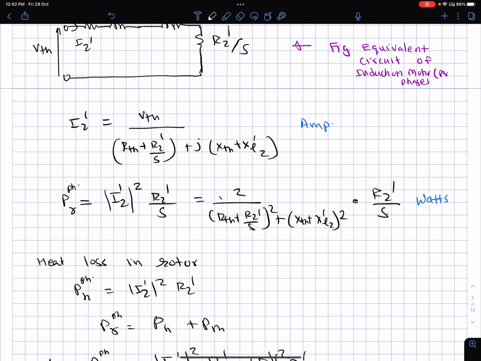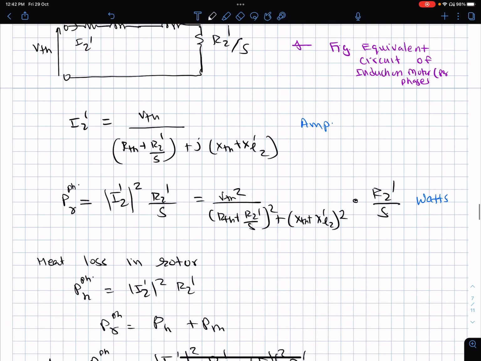this should be V Thevenin square. So mod of, if one wants to be very safe, one should write like this. So the power loss is going to be the square of this voltage divided by the sum of squares of this, into I2 into R2' by s.